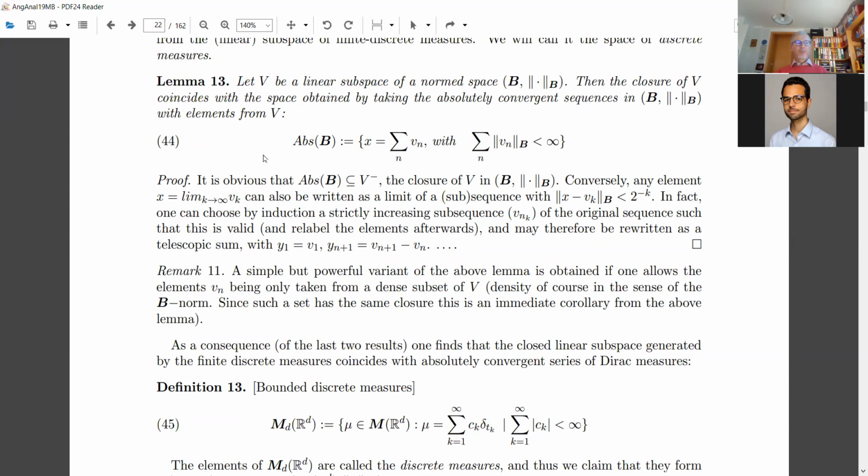If somebody is giving you the open circle in the plane, and you're asking, what is the closure of the open circle? So what are all the points that you can reach by taking sequences from the open circle? And then of course you say, oh yeah, this is the closed circle. If you have an open interval, the closure is the closed interval, and so on. Now, what is the closure of the finite discrete measures within the measures? So the answer is these are exactly all the infinite sums where the coefficients are absolutely convergent.